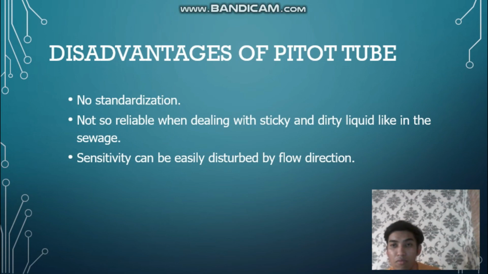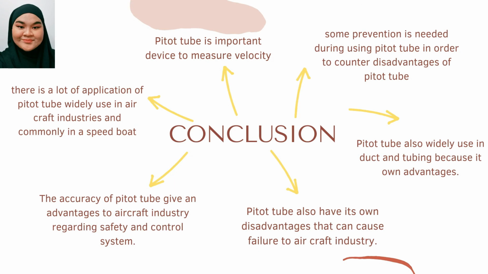Thank you. As the conclusion, the pitot tube is the most important device to measure velocity. There are a lot of applications of the pitot tube, widely used in the aircraft industry and commonly in a speedboat. The accuracy of the pitot tube gives an advantage to the aircraft industry regarding safety and control systems. The pitot tube also has its own disadvantage that can cause failure in the aircraft industry. The pitot tube is also widely used in ducts and tubing because of its advantages. Some prevention is needed when using the pitot tube in order to counter the disadvantages.